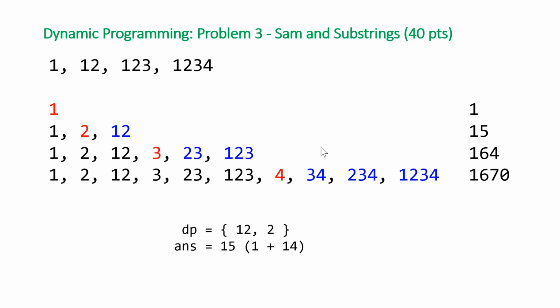And if we do this one more time for 123, we're now adding 3. The first step, once again, is to multiply all of our numbers in our dp vector by 10, which gives us 120 and 20.